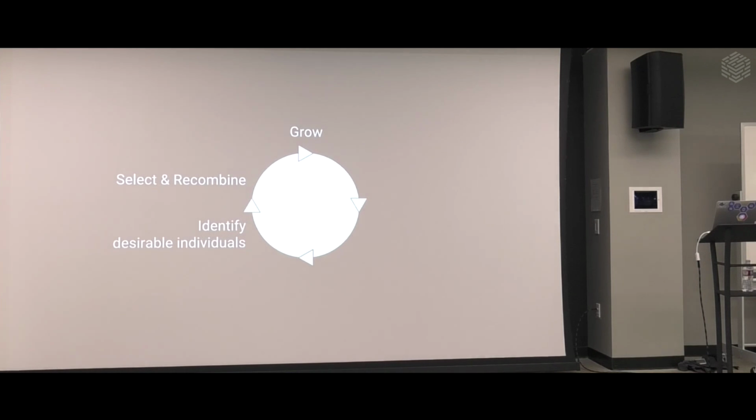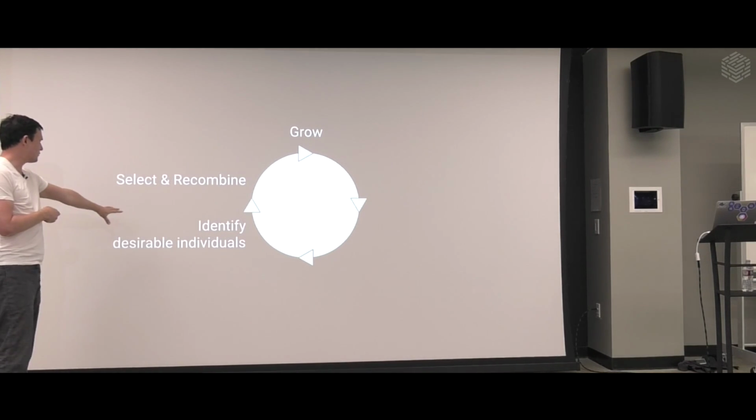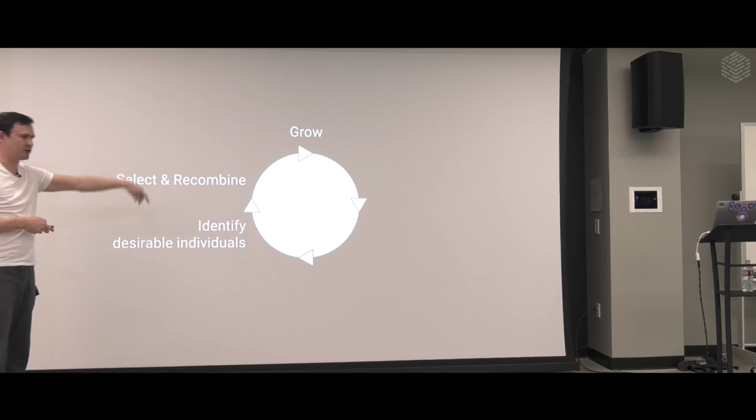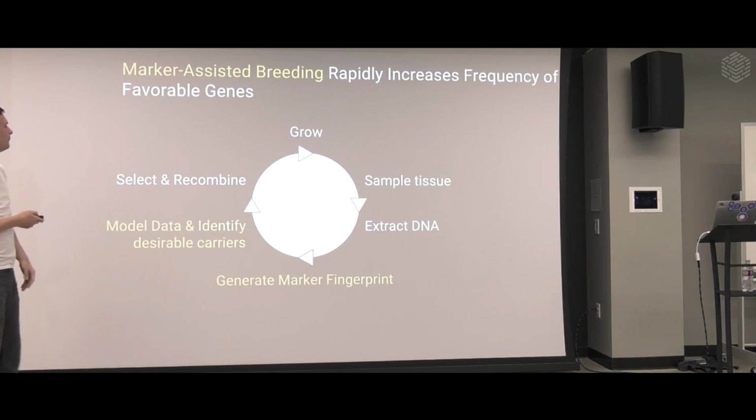Cartoonifying that marker-assisted breeding slide I was showing you, there's this grow phase, identifying individuals desirable, whether that's via phenotype, like the visible features, or molecular, doesn't matter, and select and recombine. So that's basically the iteration you're trying to do to improve over time. And right, marker-assisted breeding is rapidly increasing the frequency of favorable genes, increasing better phenotypes.